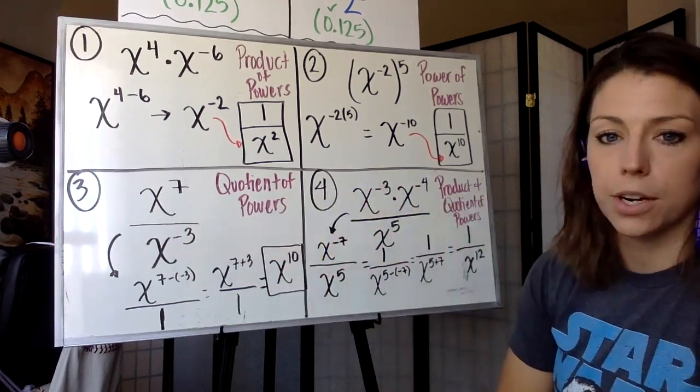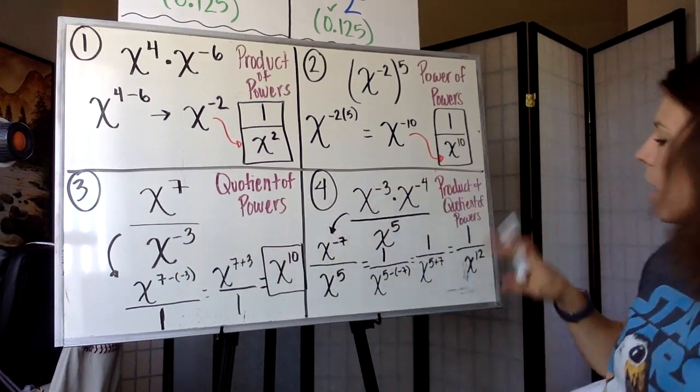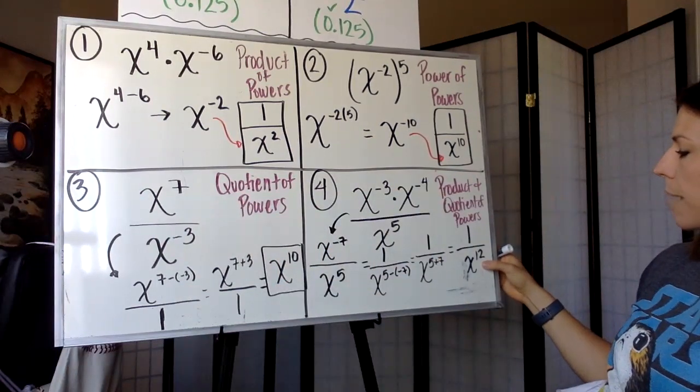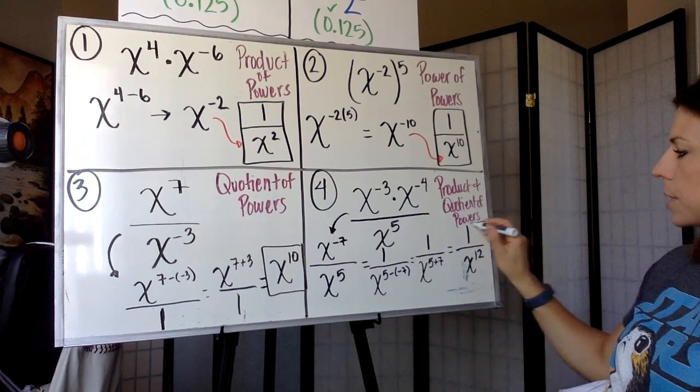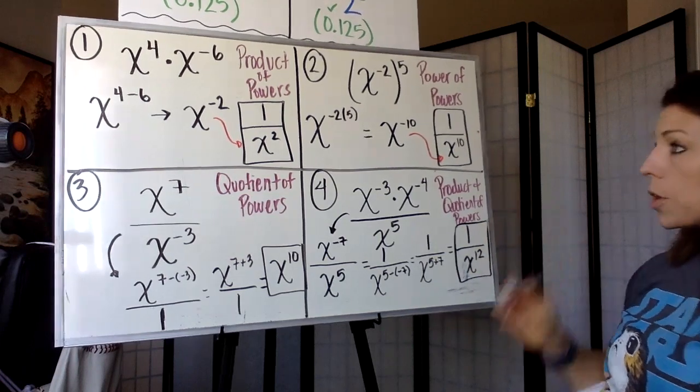That's actually the correct answer all along. Done. Over here, same thing. I have a single power. My exponent is positive, and we're good.